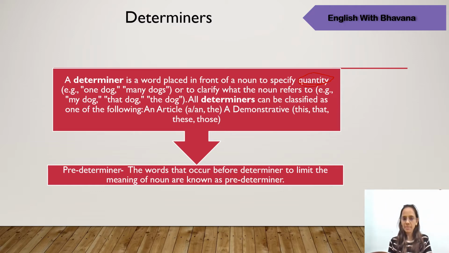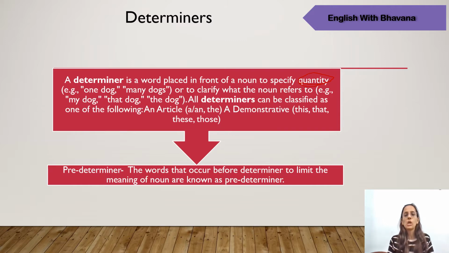All determiners can be classified as one of the following: an article, a and the, demonstrative, this, that, these, those. Means determiners, articles, adjectives, all are interrelated. Now, what does this definition tell us? A determiner is a word placed in front of a noun to specify the quantity, or to clarify what the noun refers to. For example, that book, this phone. So I'm specifying, clarifying what exactly I wanted.